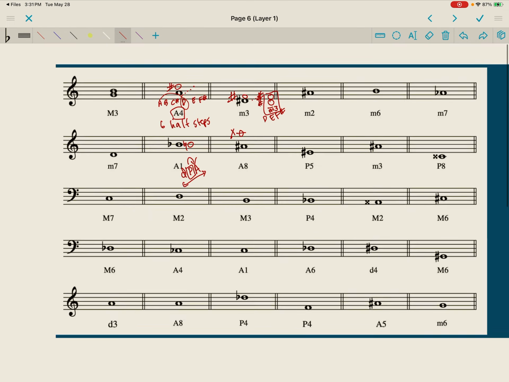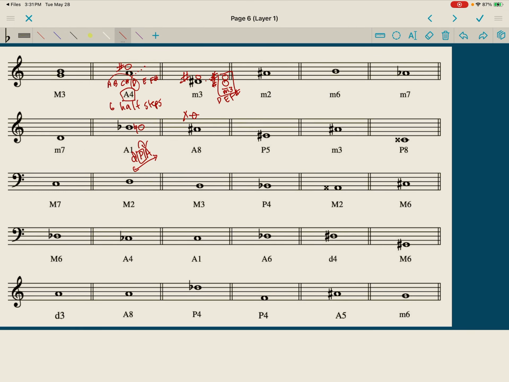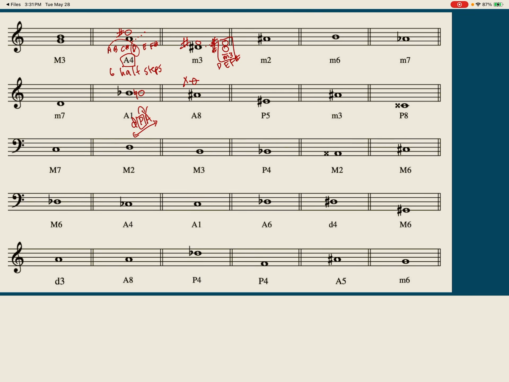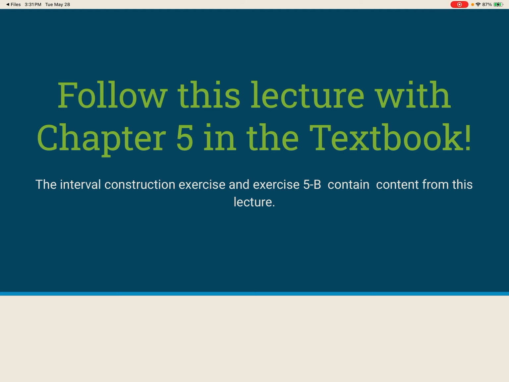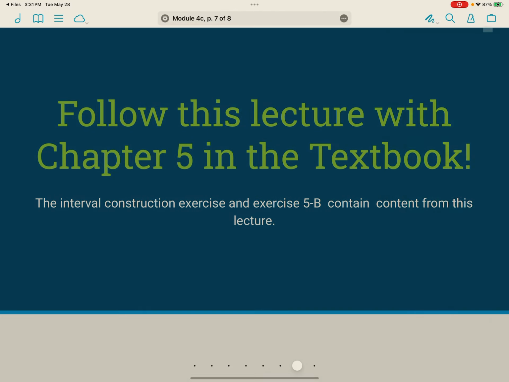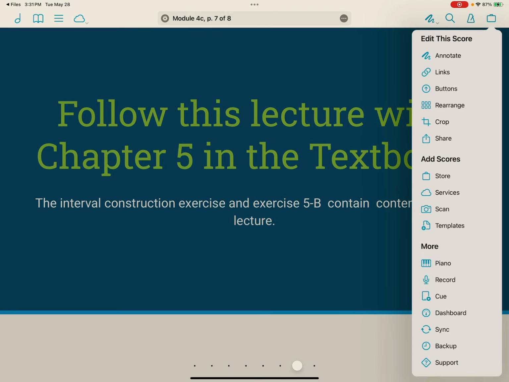So if you'd like, print out exercise 5A, and you'd be able to see what's going on over here, with actually writing intervals out. In the meantime, you could follow this lecture with chapter 5 in the textbook. The interval construction exercise and exercise 5B contain content from this lecture. Is it 5B? I thought it was 5A.